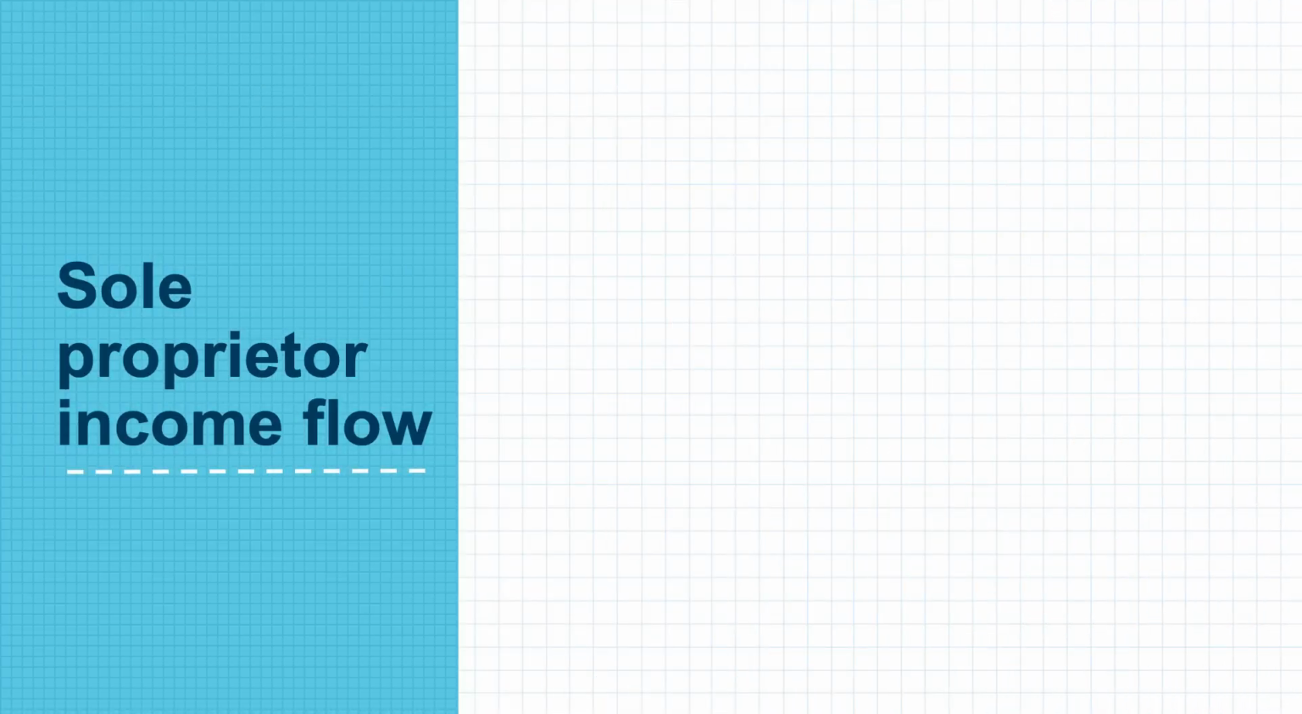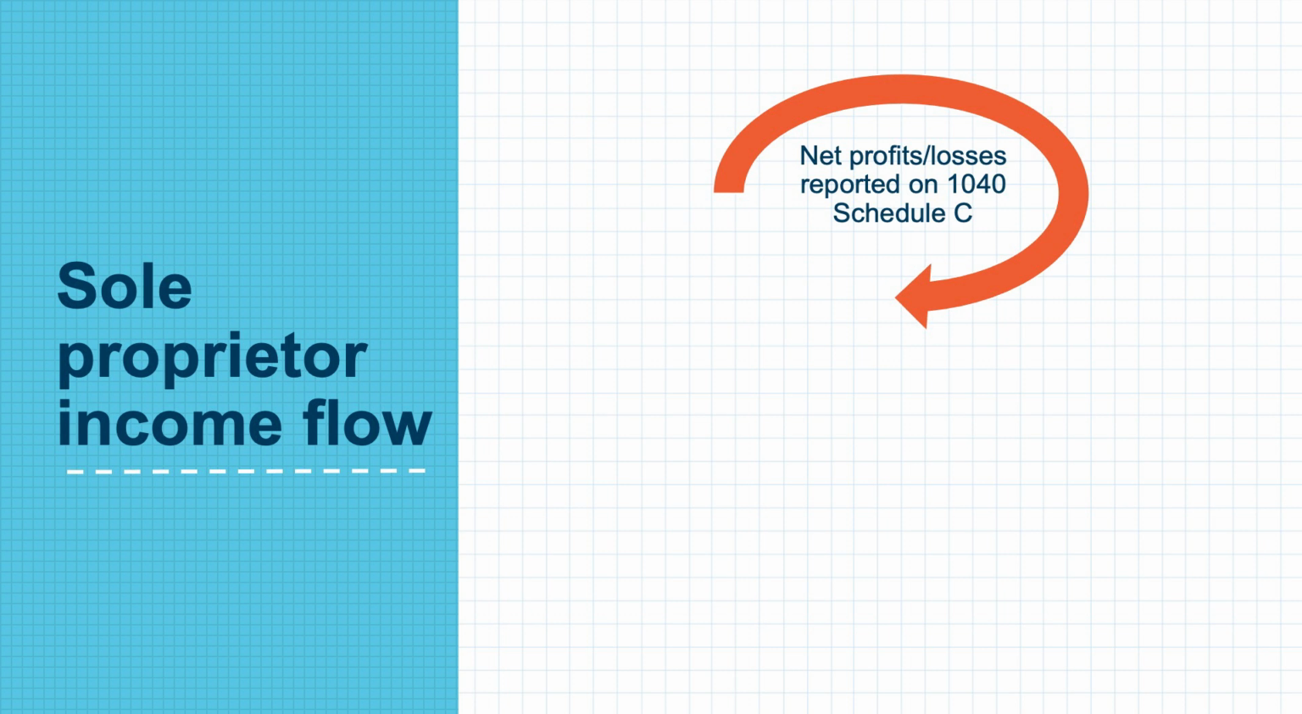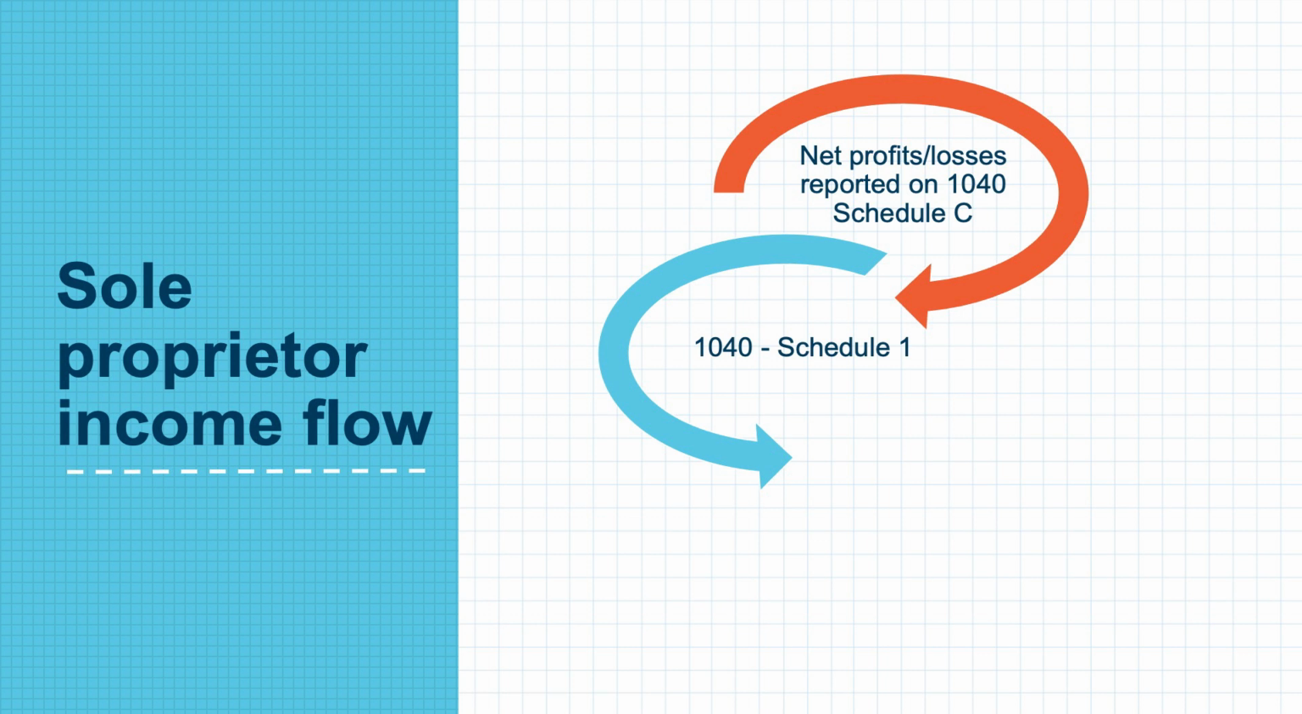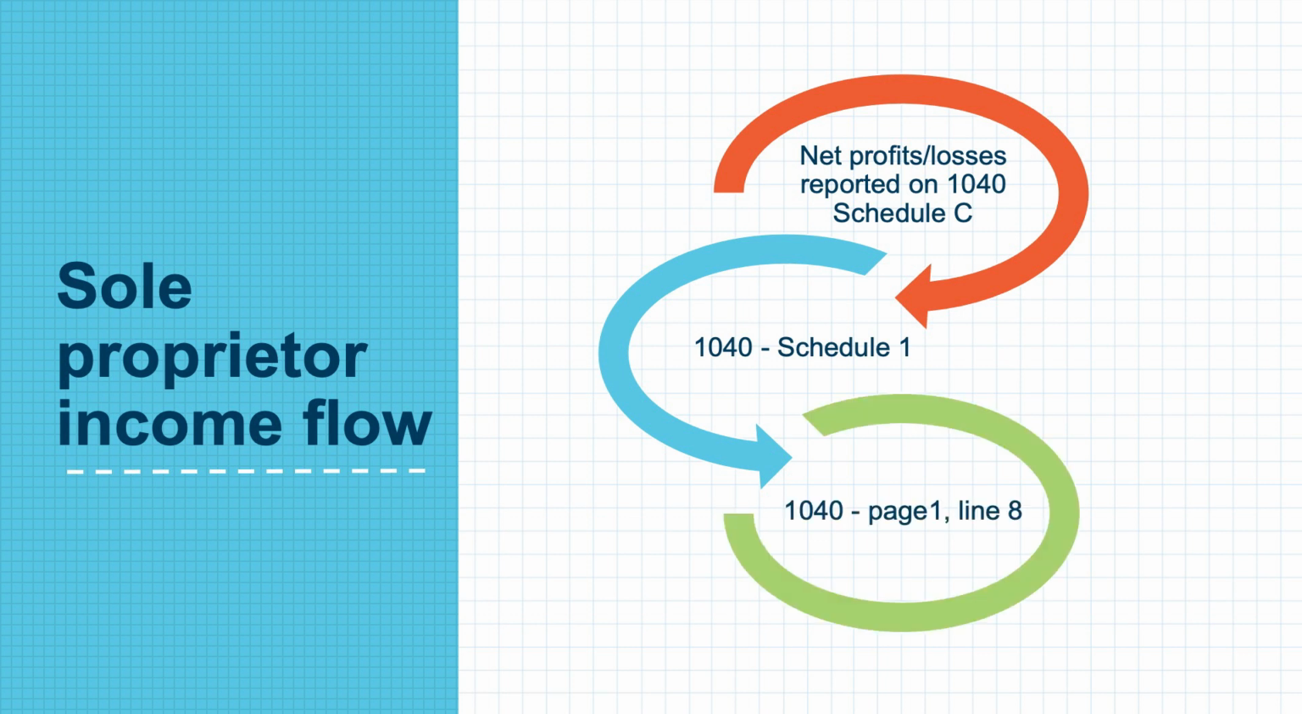How does the money flow for a sole proprietor? The net profits or losses will be reported on Schedule C of the borrower's individual tax returns, or 1040s. Then that figure will transfer onto Schedule 1 of the 1040s, which will then be reflected on page 1, line 8, along with all the other income reported on Schedule 1. Turning now to the partnership.